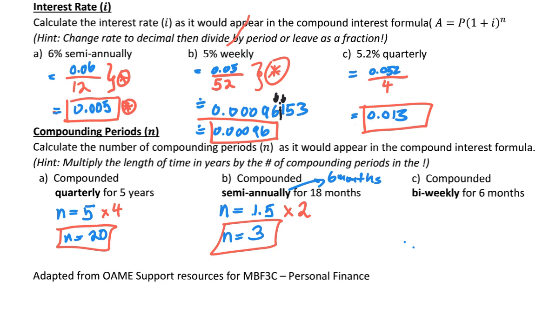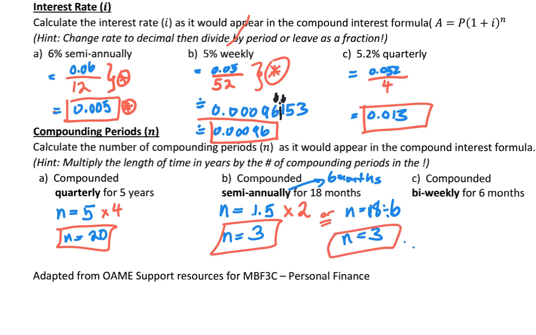Now, you could have done this by taking n equaling 18 divided by 6 to give us an n value of 3 in that case.